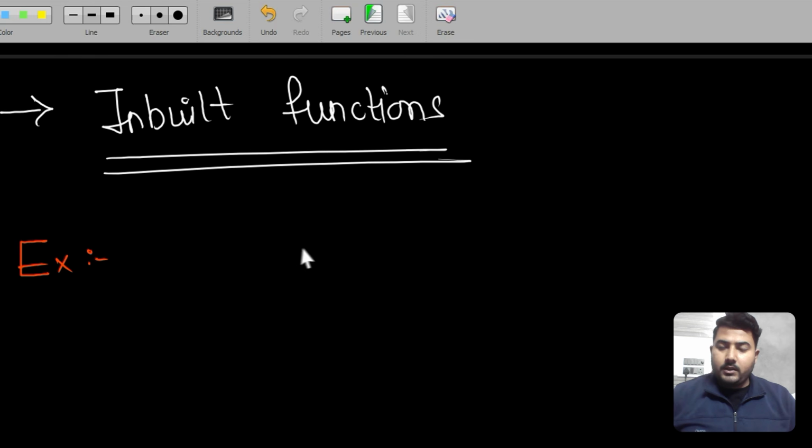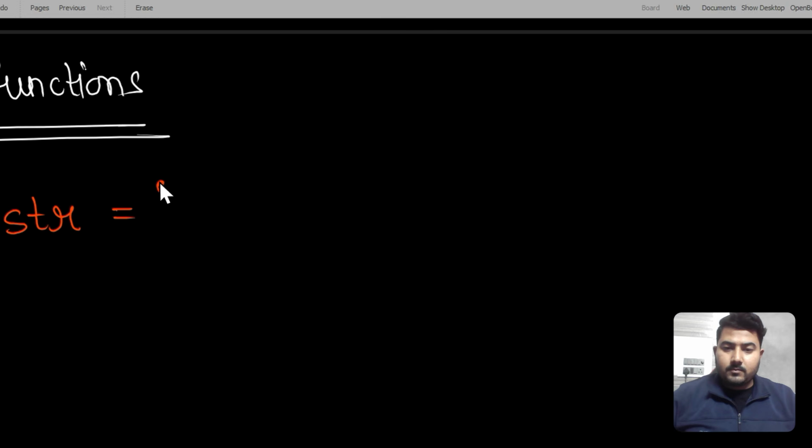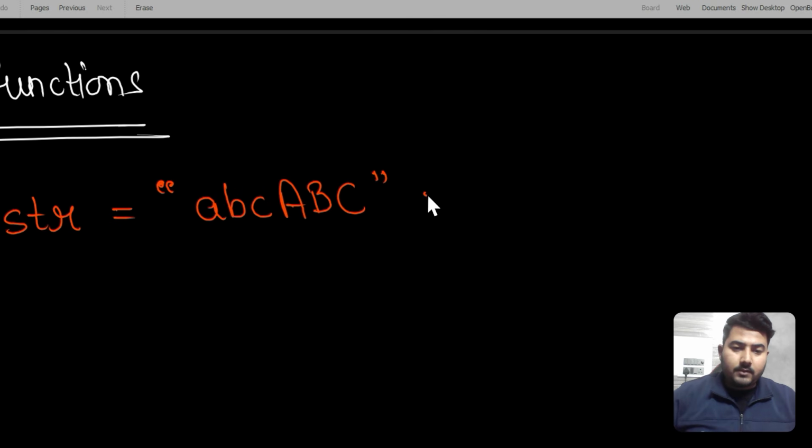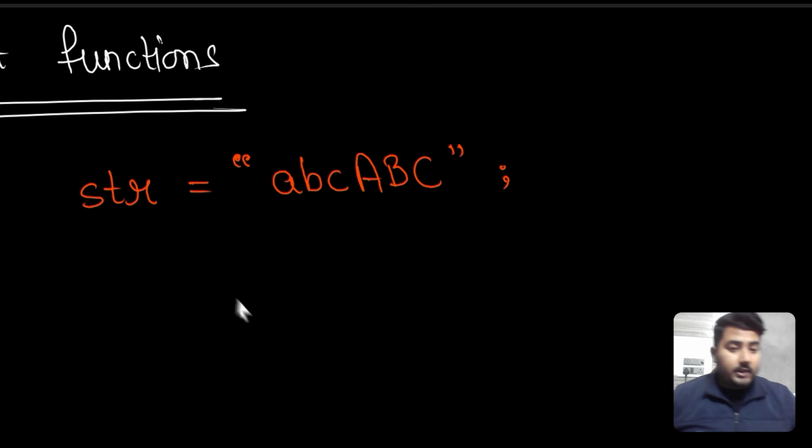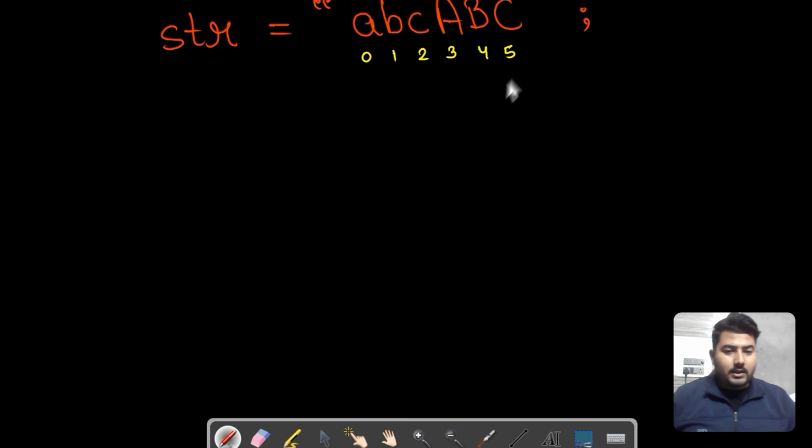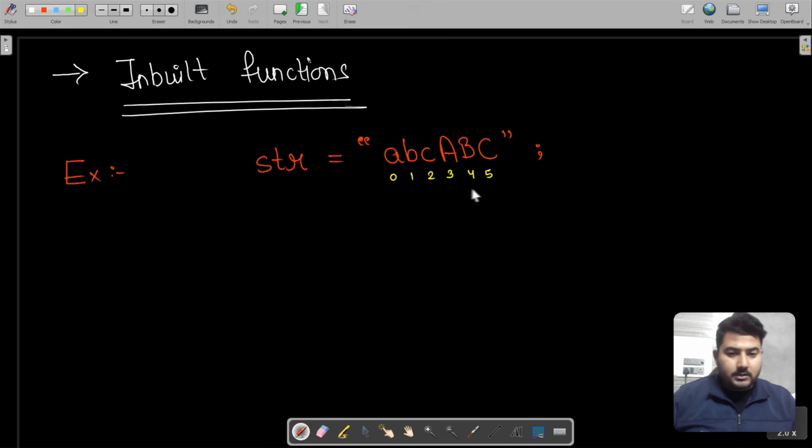Our example would be, let's suppose I have defined a string str, which looks like this: small abc and then capital ABC. That will be our example. Obviously, I don't think I need to mention it again and again, that there will be indexing, which will always be starting from zero. So we are simply going to always assume that this is always there. These yellow numbers are always there, which are called indexing.